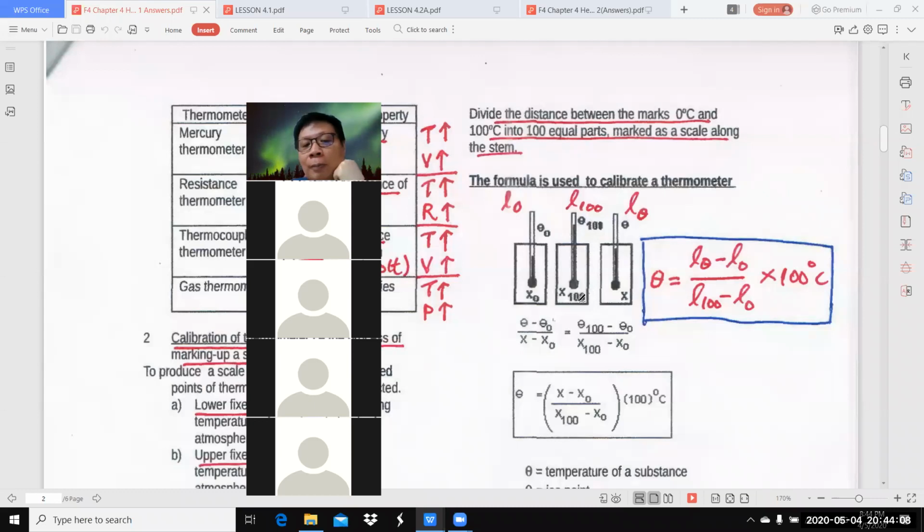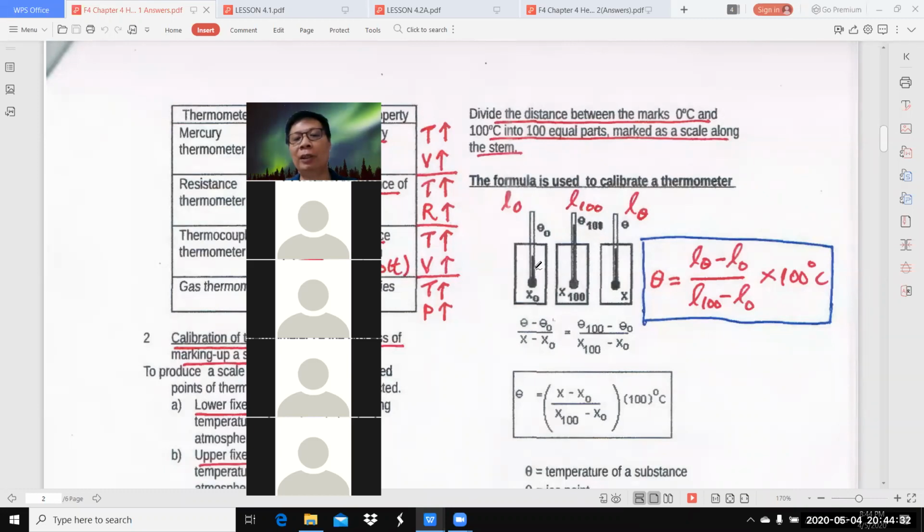Okay. Now, the same thermometer is put inside another liquid. This temperature we don't know. We are going to find this temperature. Then the length of the mercury is L theta. So you have three lengths here, remember. Later on, you're going to use this formula, you know.